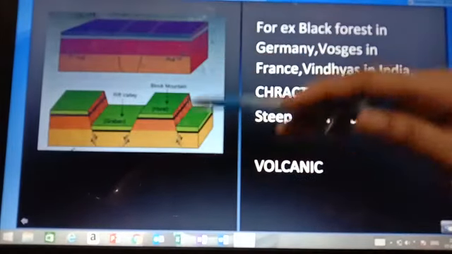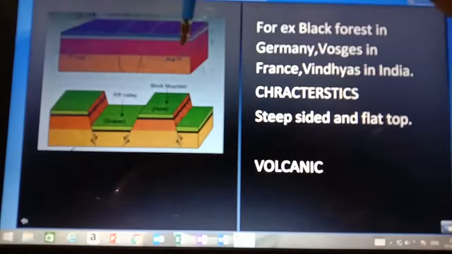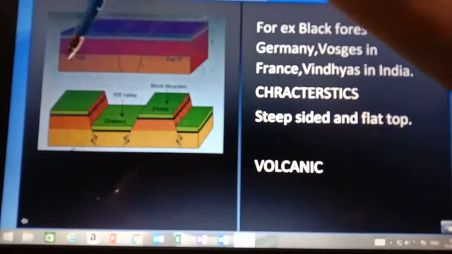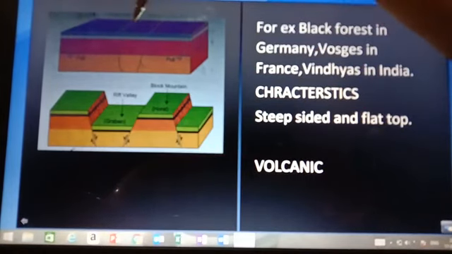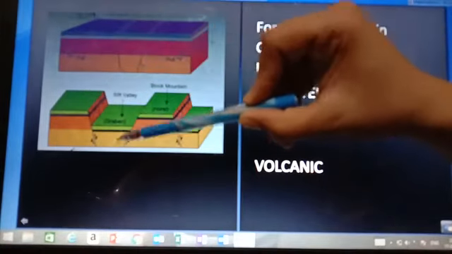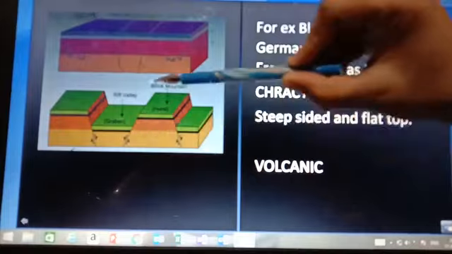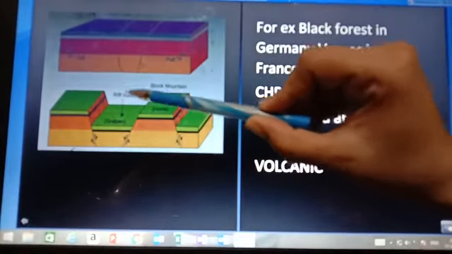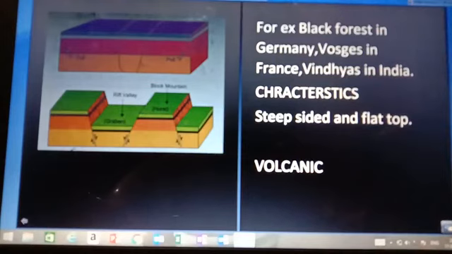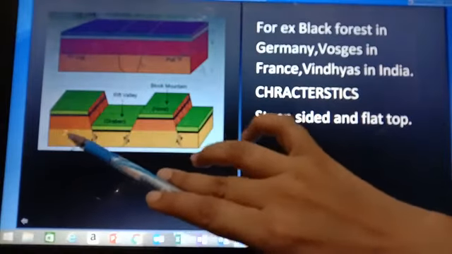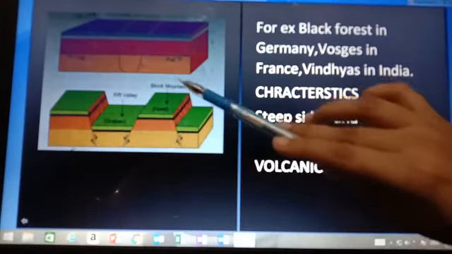Here you see, whenever there is pull, whenever there is tensional force and compressional force both, then it leads to the formation of fault. This is fault. When it leads to the formation of fault, this portion is raised and this portion is lowered. The raised portion is called horst, children, and the lower portion is called graben or rift valley. For example, Black Forest in Germany, Vosges in France, Vindhyas in India. What are its characteristics? They are steep-sided and flat top. As you can see here, children, the sides are very steep and the top is flat.